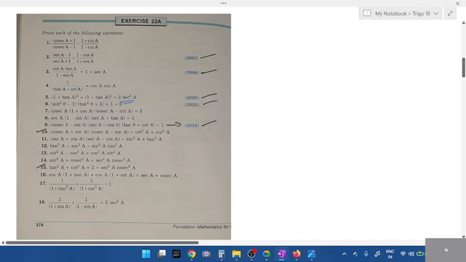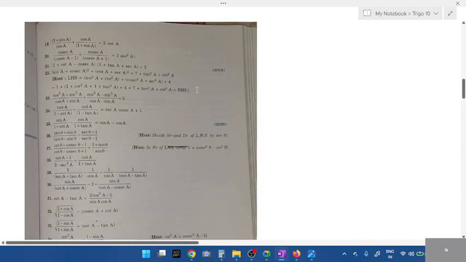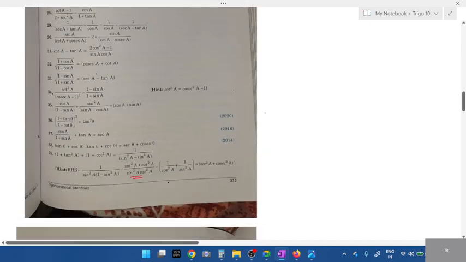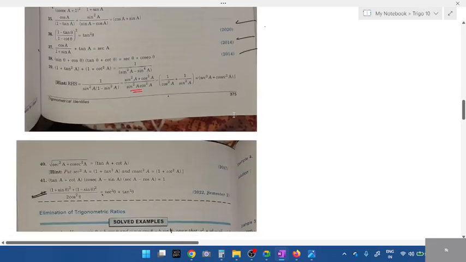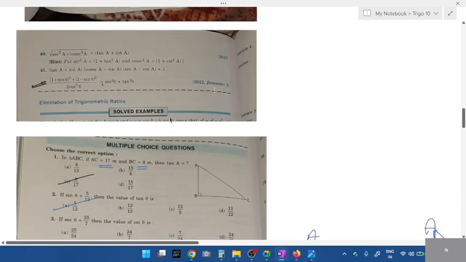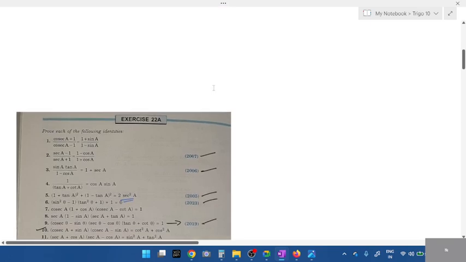All these are board exam questions, students. First, we'll try to complete all the board exam questions. Look at 2017, 2019, 2018, 2020. Then you have 2020 again, 2016, 2014. Up to 2022 we have here. Okay, we'll start with the basic question.